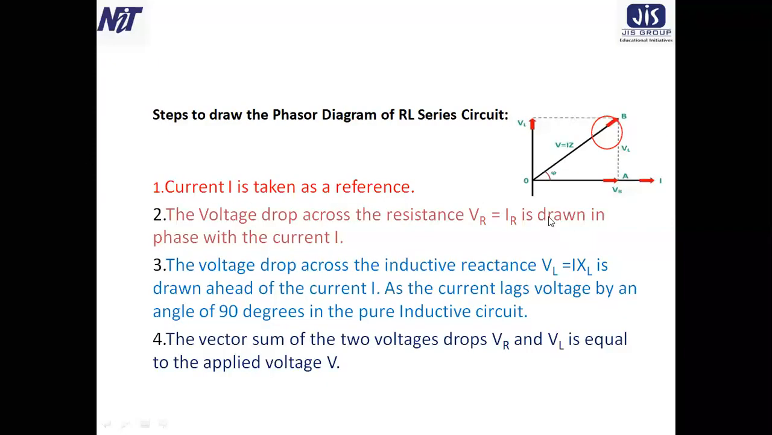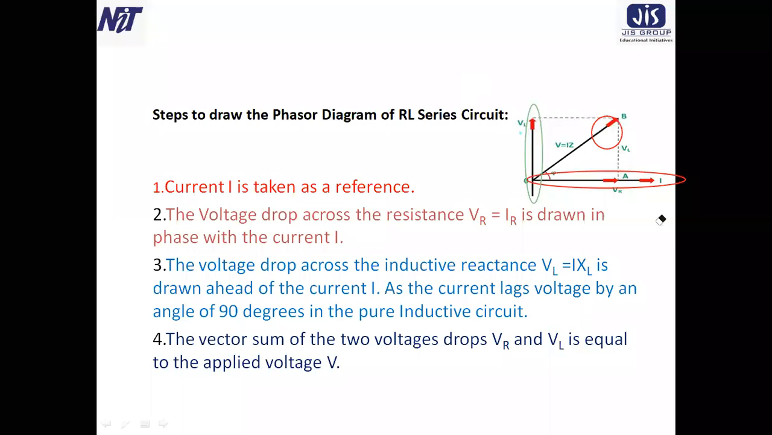In part 1, current I is taken as reference. Where is current I? This is current I, taken as reference. That means along the x-axis. Let me show you: this is the x-axis, and this is the y-axis. Along the x-axis we consider current. We take current as our reference phase.